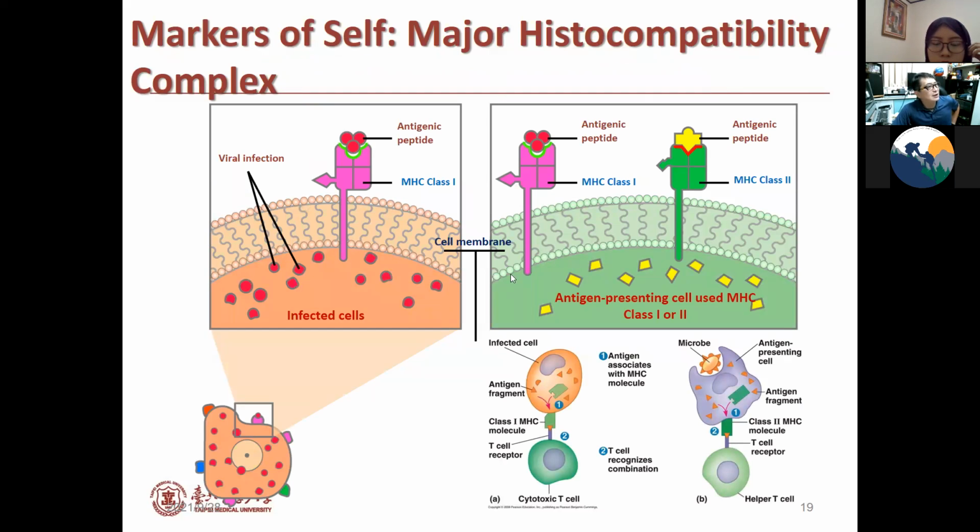MHC class 1 and MHC class 2 are both self markers, right? I told you in the beginning. Each cell has a unique sequence on its MHC class 1 and MHC class 2. These two receptors are also responsible for presenting antigen, setting the alarm and the signaling to other immune cells.